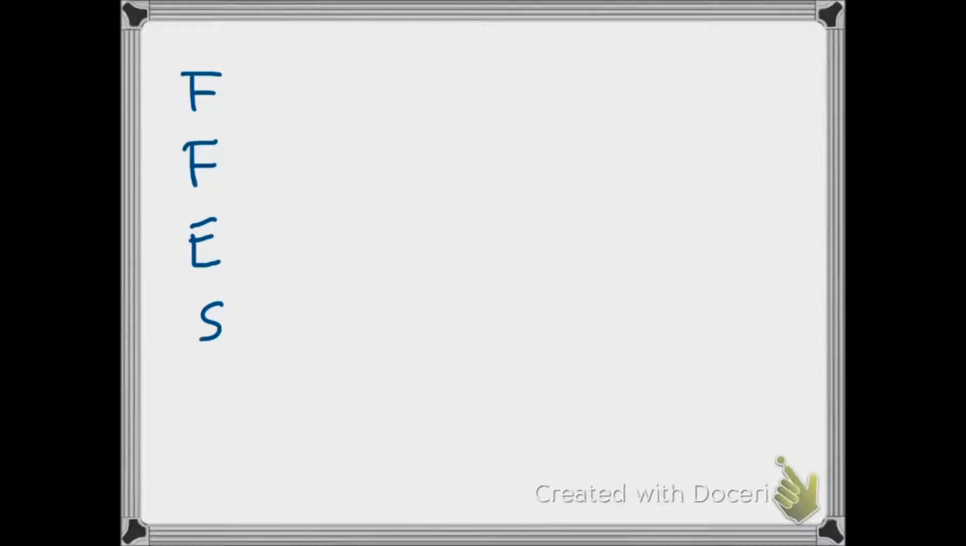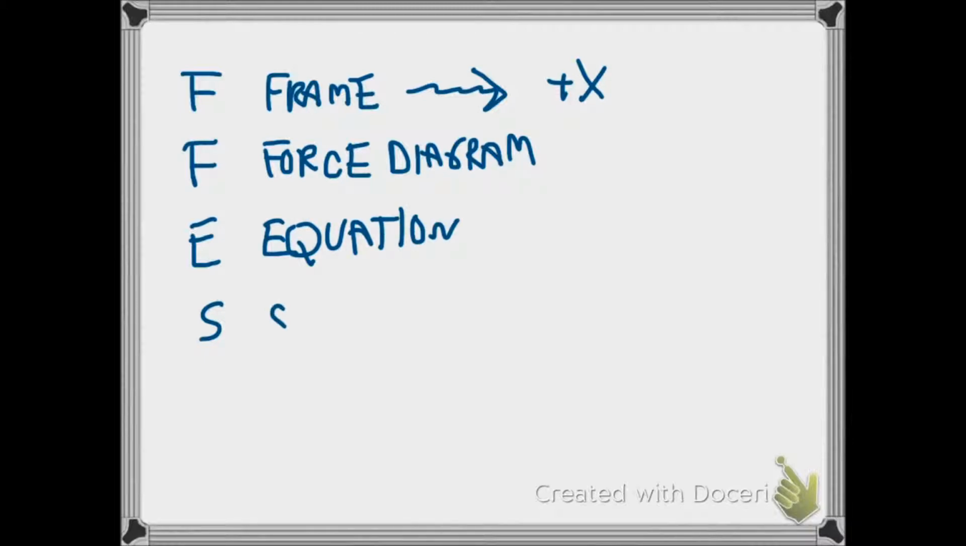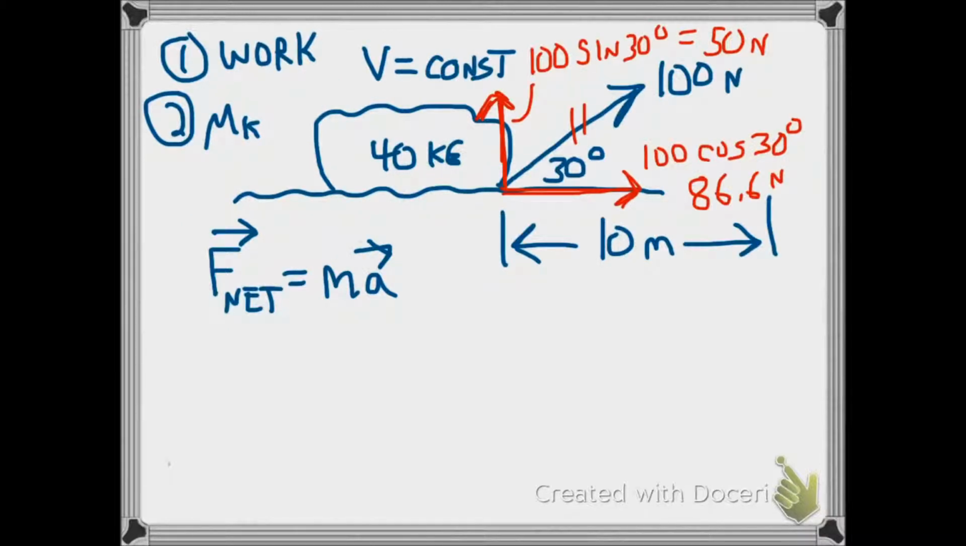FFES, that's our fantasy football every Sunday, or actually it's frame. In this case, it's the positive x direction. That's the direction the bag is being dragged. The second F is for force diagram, which we'll be doing on the bag. Only then will we fill in the equation, and then finally we'll solve the problem.